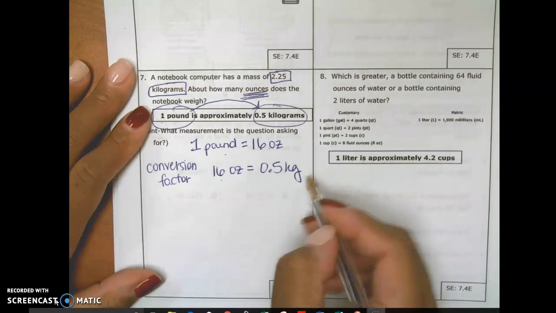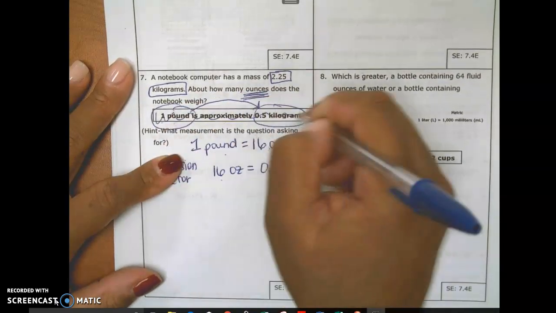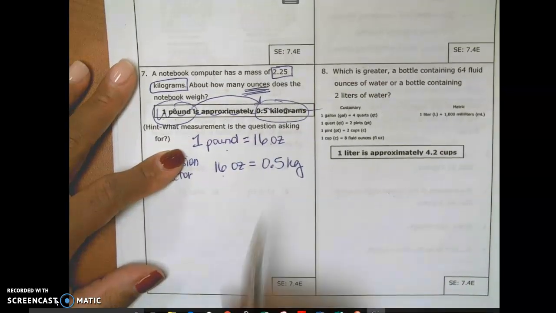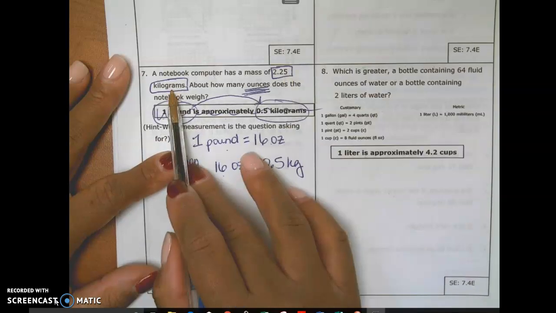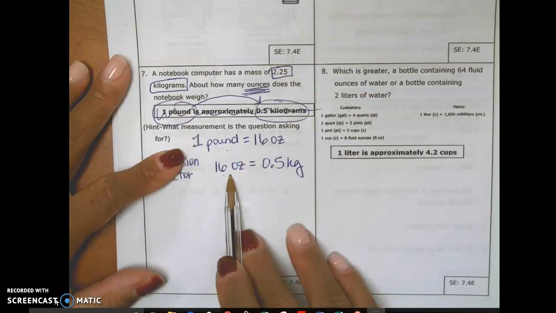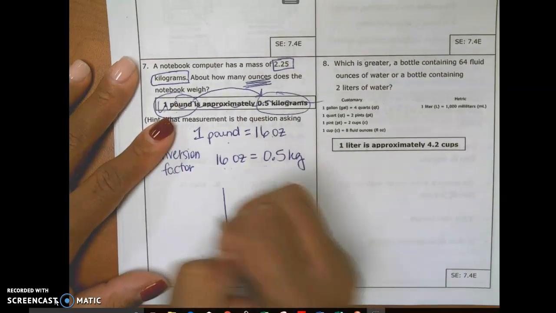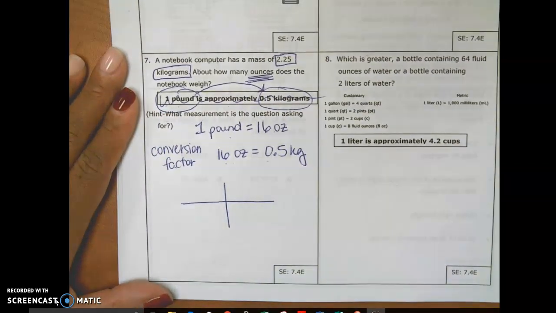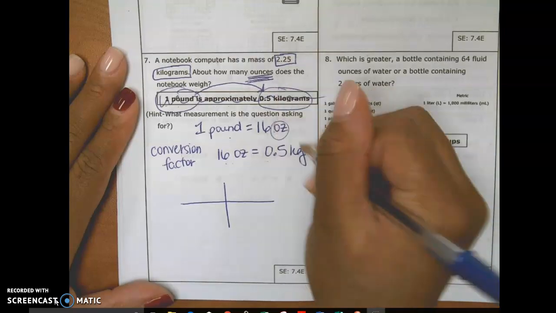Now I have a new conversion factor. Cross this one out. I don't need it anymore. Now they're giving me 2.25 kilograms, and I want to know how many ounces that is. So now I can make my proportion. What are the two things that I need? Ounces and kilograms.